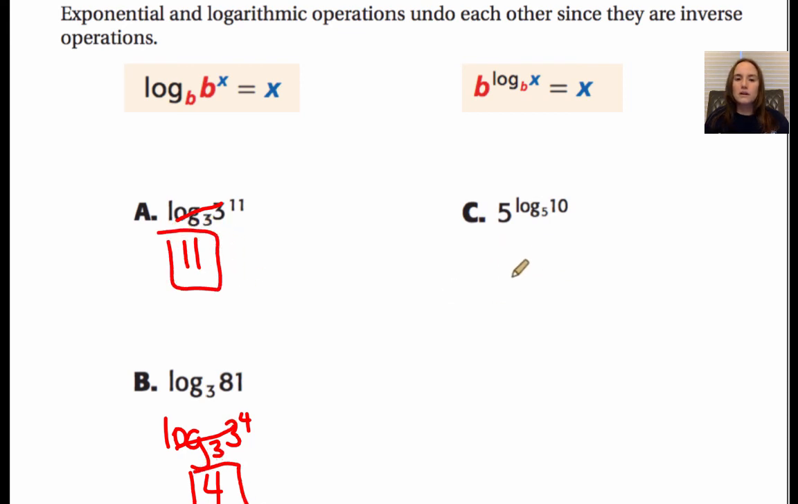And then over here, 5 is the base, and in its exponent is a log with the same base. So because exponential and logarithmic forms cancel each other out, they're inverses, they undo each other, I'll just be left with 10 in this problem. Okay, that's all for this video.